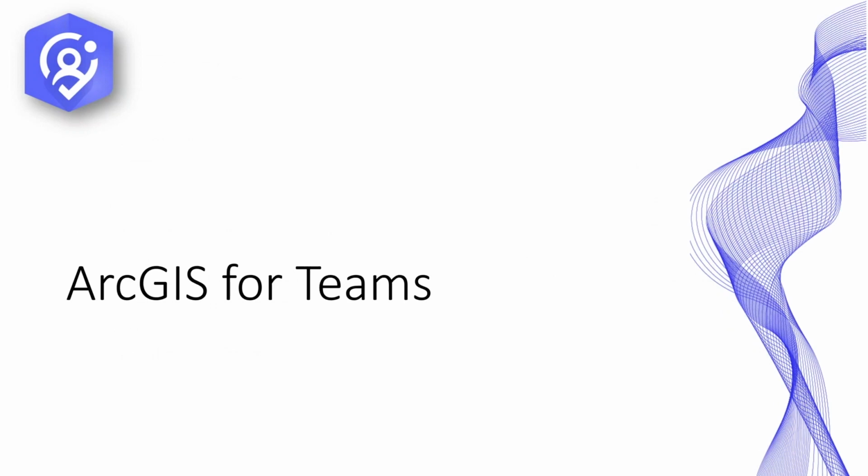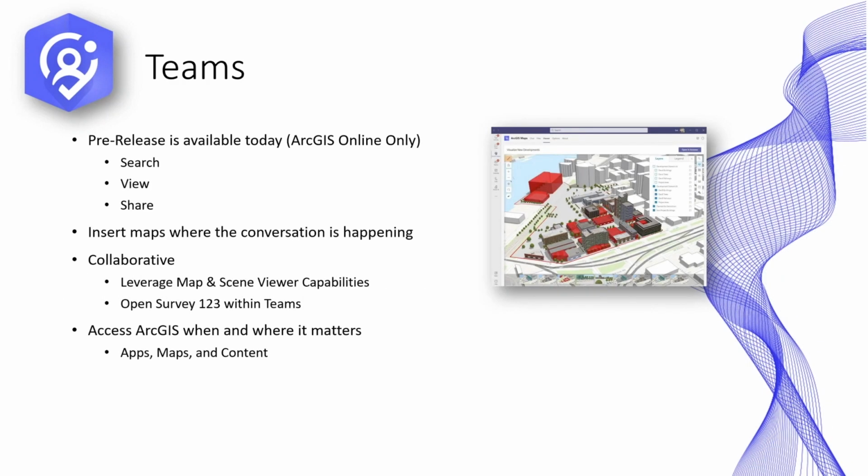While we're in this mode of sharing, we can talk about ArcGIS for Teams. This is a new product we just released a few months ago. Pre-release is available today, so if you have Teams, you can go into the App Store and request it. It does right now only work with ArcGIS Online. When we released it, there were a lot of great expectations and ambitions of what this could do. We'd really like to lower those. We're really about search and view and share.